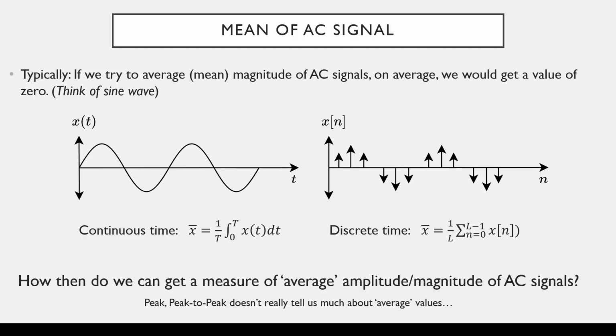We would like to be able to deal with all cases of AC signals, including sinusoids, and get some sort of measure of an average of an amplitude or magnitude for that AC signal. Of course, we have other measures, for example, peak or peak to peak, but those measurements don't really tell us much about an average or some sort of trend, very simply speaking.